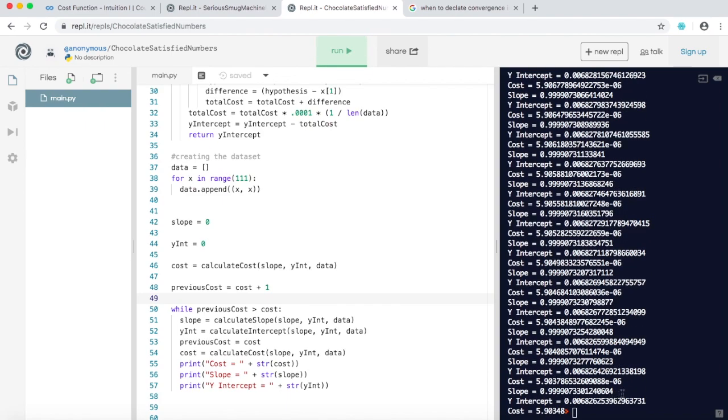We can see that the numbers are approaching the correct values. For example, the slope is approaching 1, which is correct, and the y-intercept is approaching 0. But the program is never declaring convergence, or this loop is never stopping.